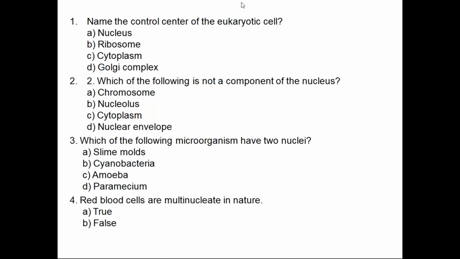Now name the control center of the eukaryotic cell. Very, very easy. And this question has come in IIT JAM and JNU. Nucleus, very good. It is nucleus. Okay. Which of the following is not a component of the nucleus? Very good. It is cytoplasm.